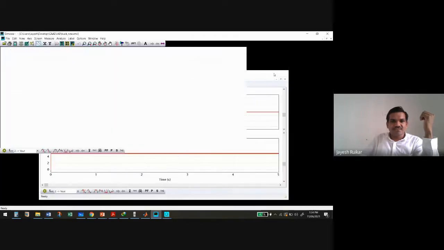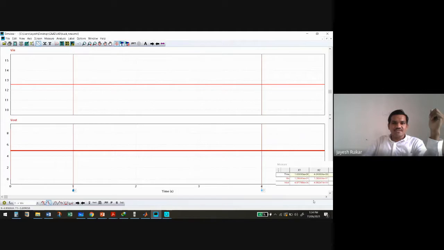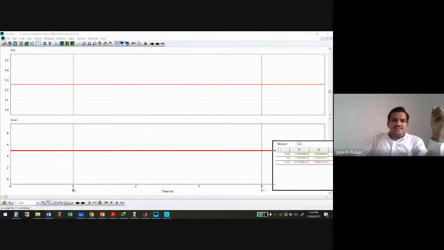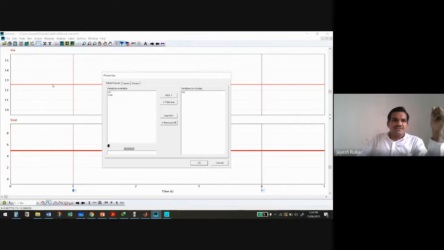Okay, so is it visible? Now you can see this. I will show you the measure block. In the measurement you can see this much. It's not responding. Okay. Yes, it's coming. So this is your output waveform.